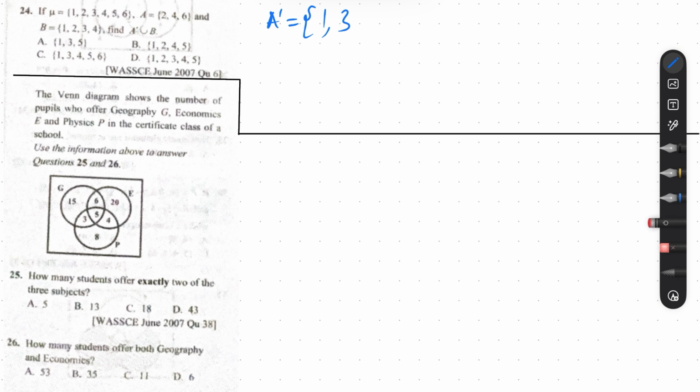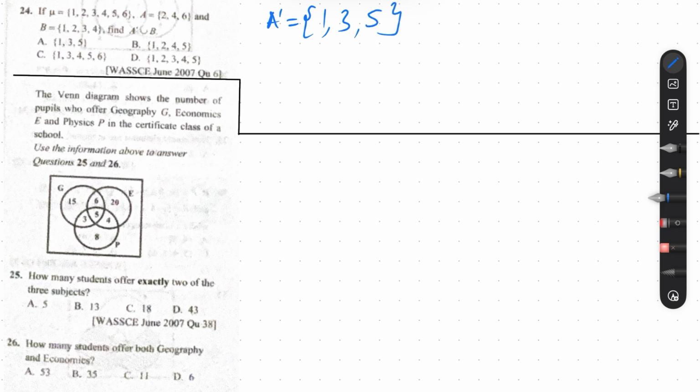Let's continue. We have 4 here, 4 is in A, so 4 does not go. We have 5 here, 5 is not in A, so 5 goes here, right? Let's continue. We have 6 here, 6 is in A, so it does not go. So that's the end of our set. So we have 1, 3, 5, right?